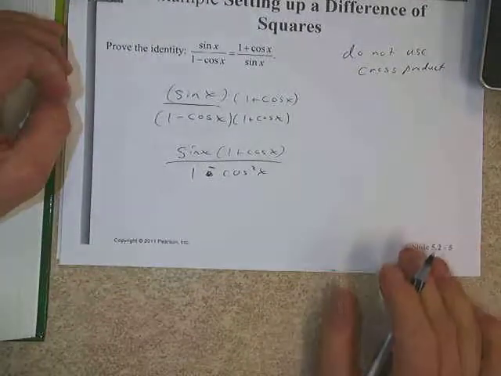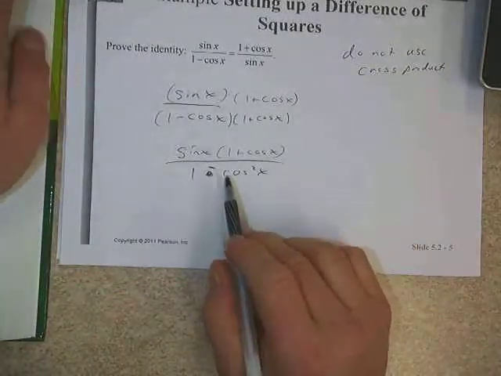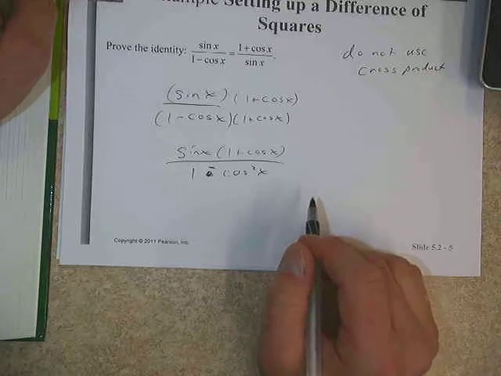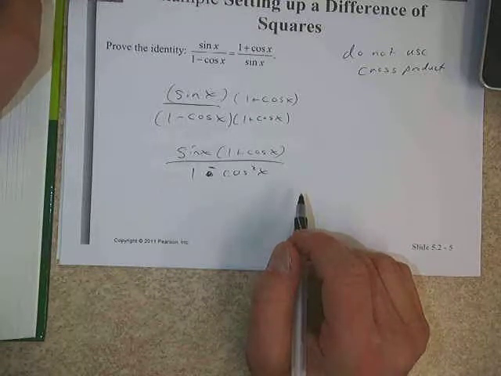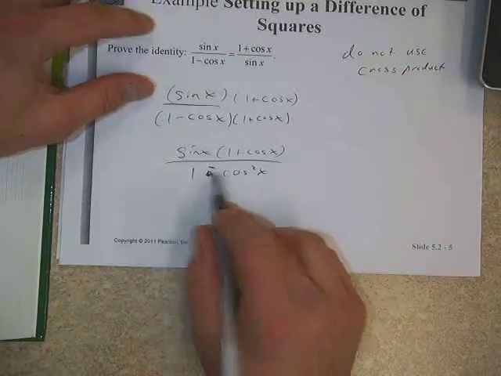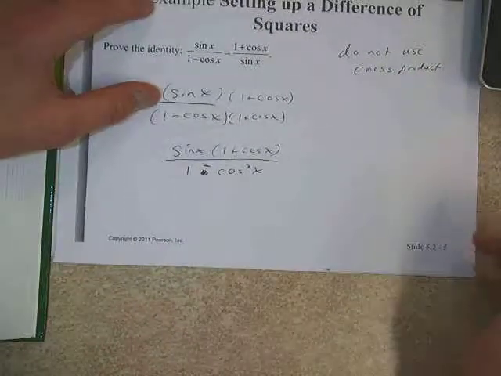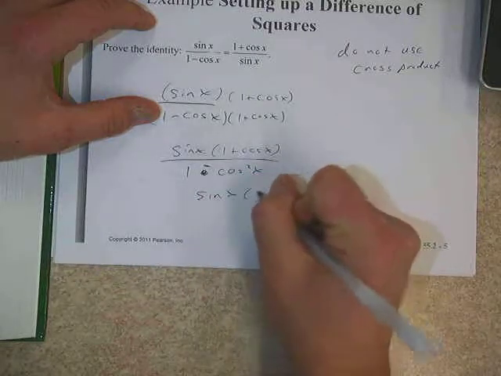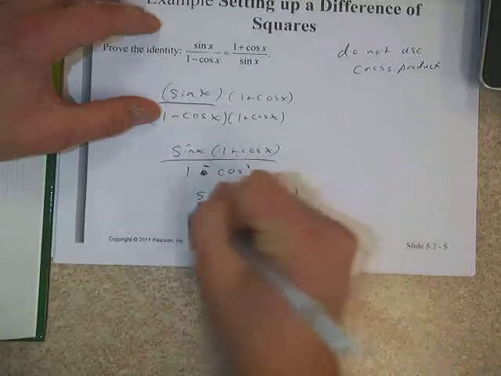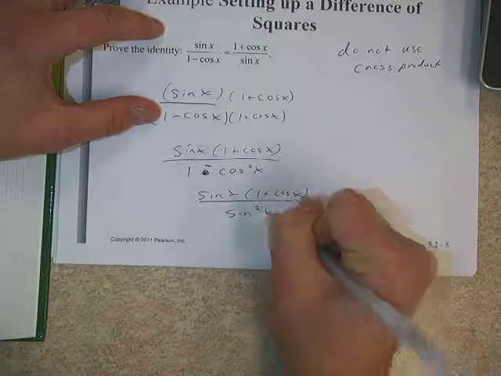So if I do that, I'm going to have sine x, 1 plus cosine x. And then on the bottom, I'm going to have 1 minus cosine squared x if I multiply that out. Now, on purpose, I didn't multiply the top out. I left that as is. See why in a minute.